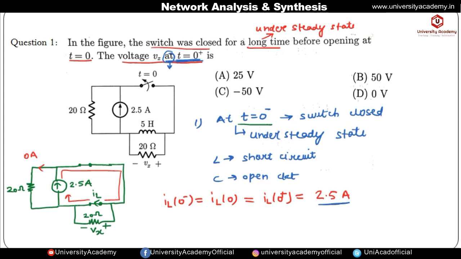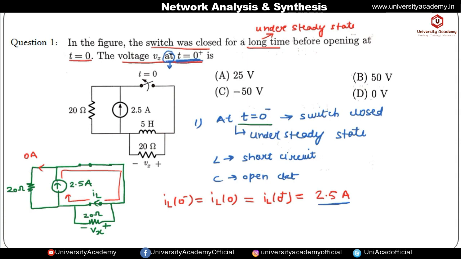And if a capacitor were in the circuit, then it would be replaced by a voltage source, because we know that a capacitor does not allow a sudden change in voltage. So the voltage at t is equal to 0 negative will remain the same at t is equal to 0 positive, and the polarity will also remain the same. Okay, but here we have only the inductor.